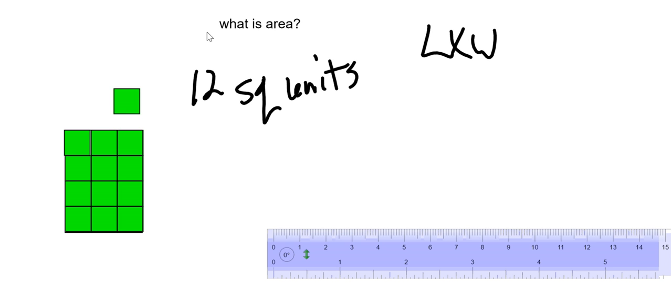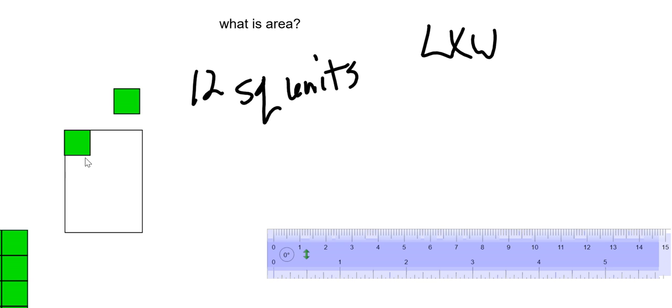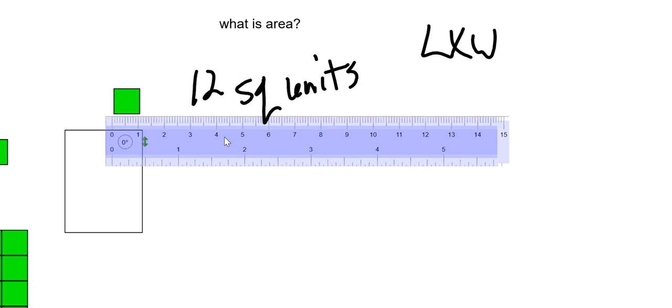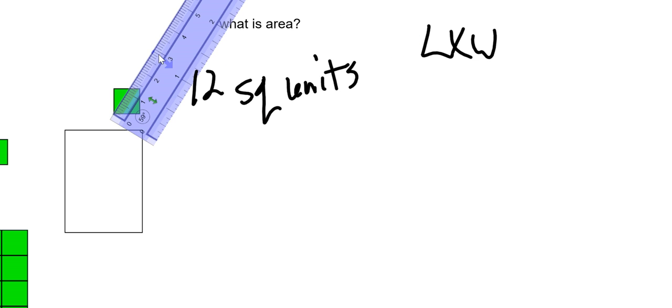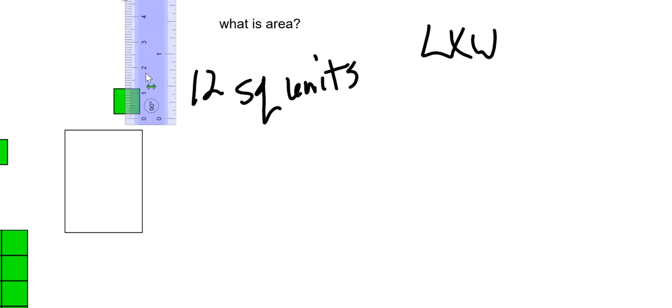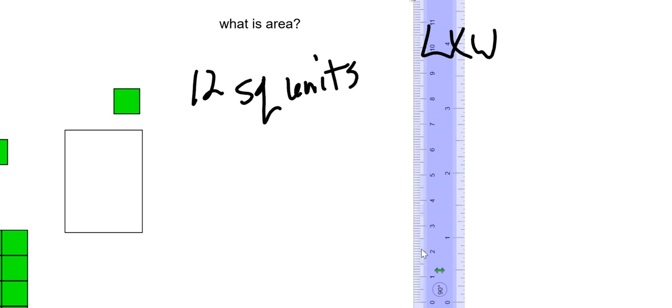Now, the difficulty is when you describe it as square units, we don't know how large those squares are. So let's find out. By taking this ruler, we can take a look in here and we can measure that it is 1 centimeter. There we go. 1 centimeter by 1 centimeter. So this distance right here is 1 centimeter squared.